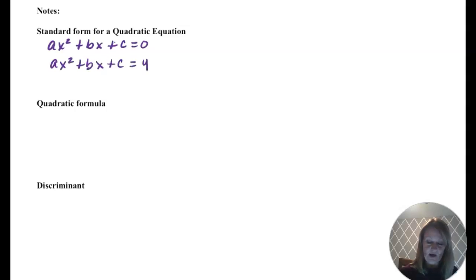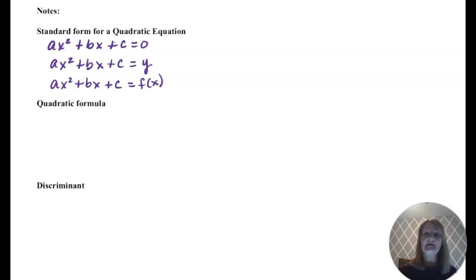Before we get too far down the road, the first thing you need to know is what the standard form for a quadratic equation is. The standard form of any quadratic equation is ax squared plus bx plus c. Sometimes you'll see that equal to 0. Sometimes, especially when you're wanting to graph, you're going to see it equal to y, or you might see it equal to f of x. But for all of them, it's still going to be the same basic form. So just be sure that you know that.